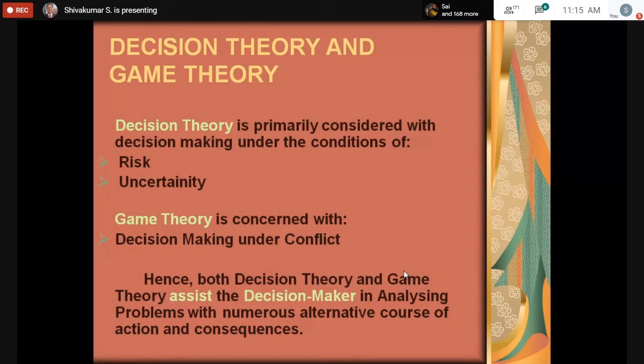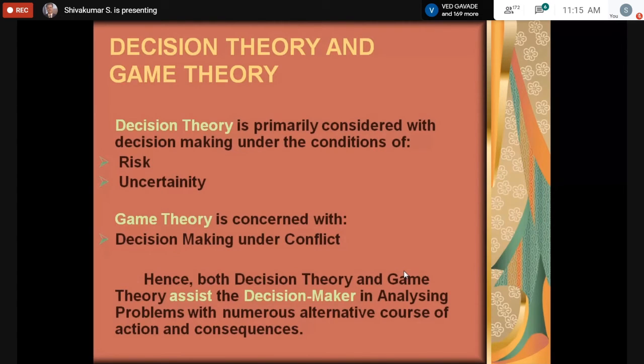For example, the risk involved here is in shares. You are going to buy some shares, investing in the share market, expecting more profit. Lots of risk is involved, and meantime you are expecting good profit also. So the outcome is, of course, risk also. Sometimes uncertainty, where we are not sure that we are going to get our money back, for example when we invest in machinery or some buying. So decision theory is primarily concerned with decision making under the condition of risk and uncertainty.